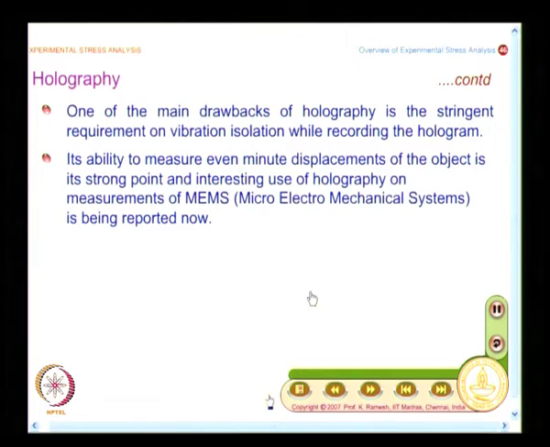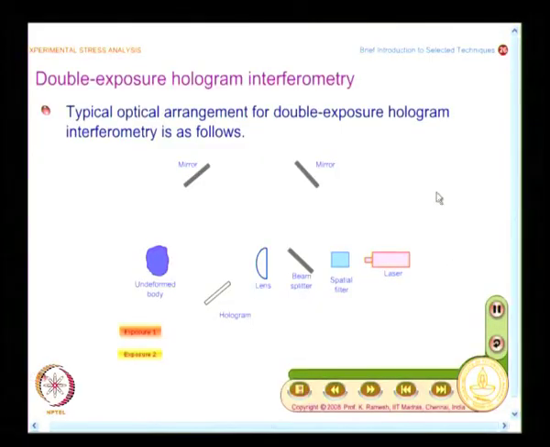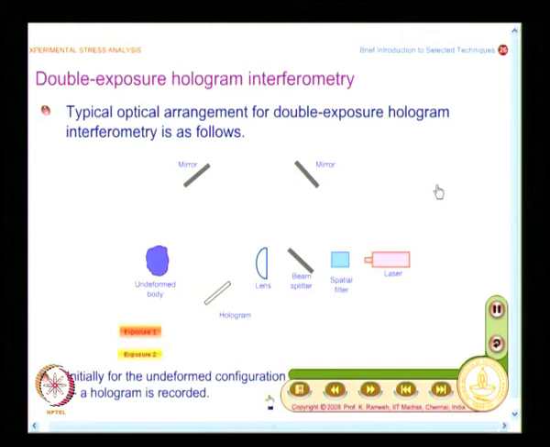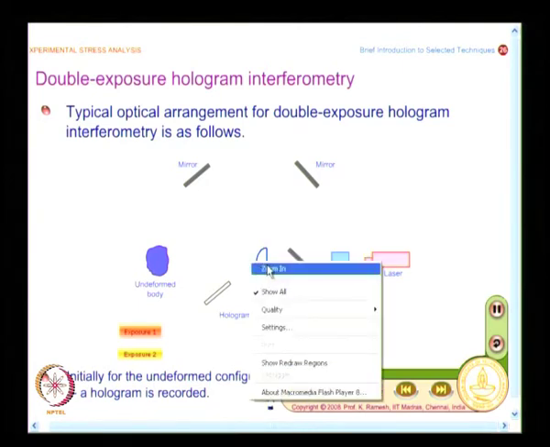And now we will look at what the steps are in double exposure hologram interferometry. Because I said vibration isolation is very, very important, you will have to know what all the components in a general holographic recording are, and we will have a look at it. We will also have an enlarged portion of it.